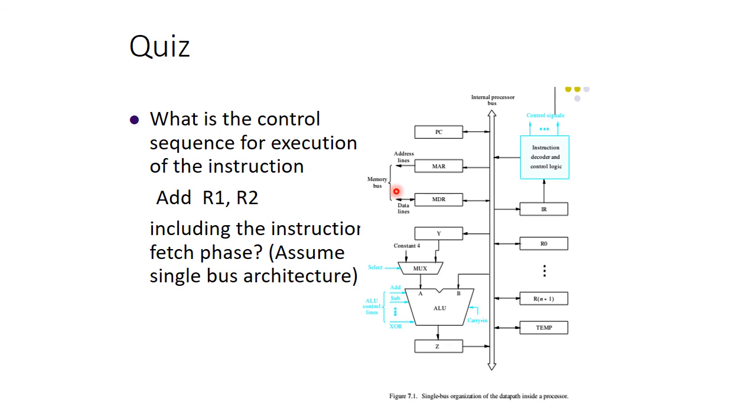Now the last thing is you try to write down the control sequence for the execution of the instruction add R1 comma R2. By performing this instruction execution, the resultant data should be available in R2, including the instruction fetch phase. Assume that we are using single bus organization like this, with only an internal processor bus. You have to answer this question, and that is one of your assignments. In the next class, or by taking one week's time, try to answer: what is the control sequence for the execution of the instruction add R1 comma R2? The bus architecture will be this one.